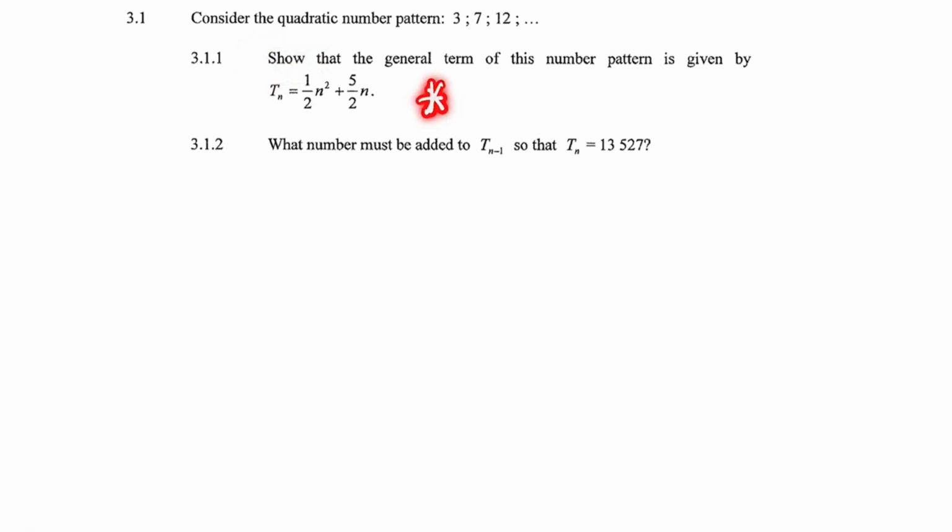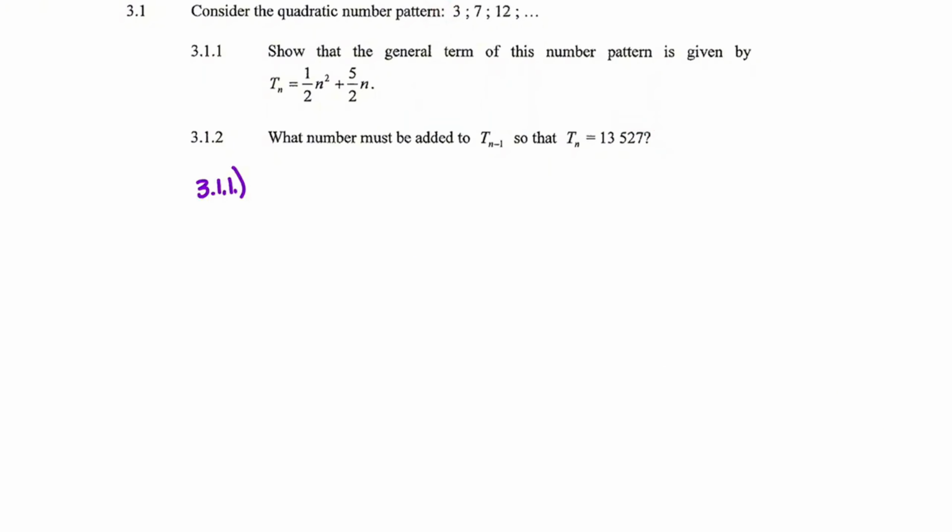You are not allowed to simply substitute n with 1 and then show that term 1 is equal to 3, or substitute n with 2 and show that term 2 is equal to 7. So for the first question, we have the pattern of 3, 7, and 12. The first differences: 3 to 7 is 4, and 7 to 12 is 5. And then the second differences, so from 4 to 5, I need to add 1.